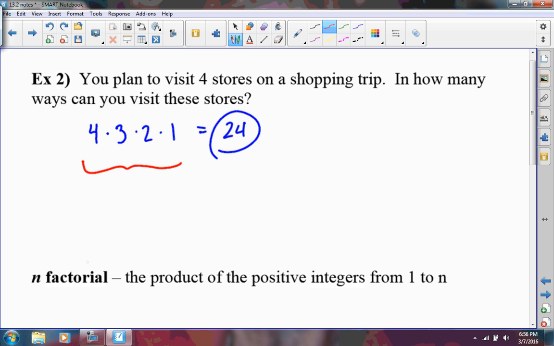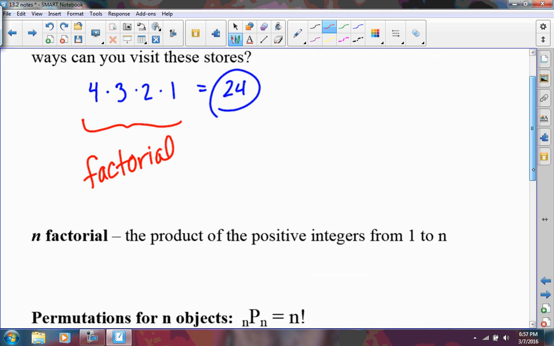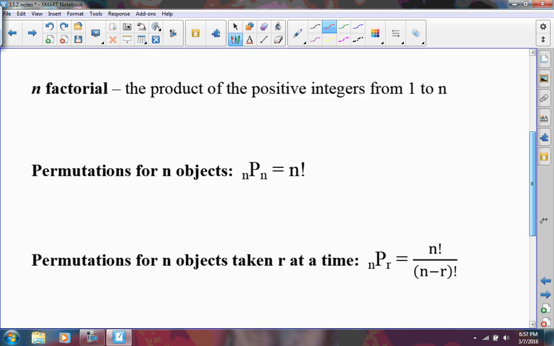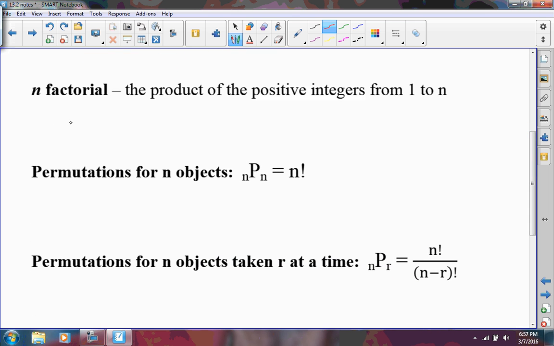Now, this type of calculation where we're doing a number times all of the numbers that are smaller than it, this is called factorial. That's what they call that in math, when you take a number and you multiply all of the numbers less than it together. So n factorial is the product of the positive integers from 1 to n. And we're going to write that as an exclamation point.